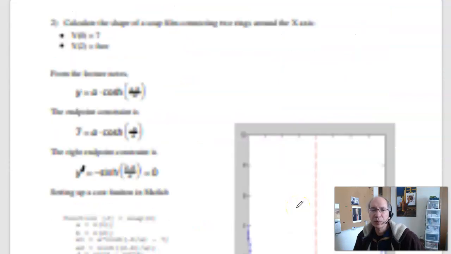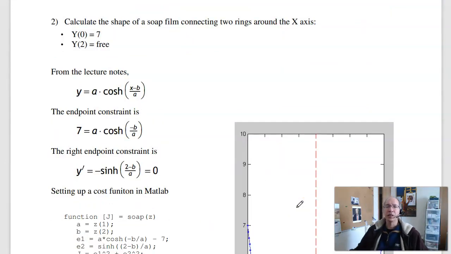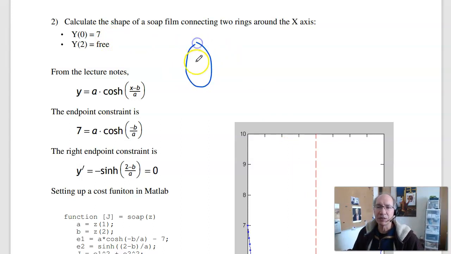So that's problem 1. Problem 2. Find the shape of a soap film where the left end point is a ring at radius of 7. The right end point is at 2, and it's like a wetted piece of glass. The soap film will attach to the glass. When I do that, these will be right angles.